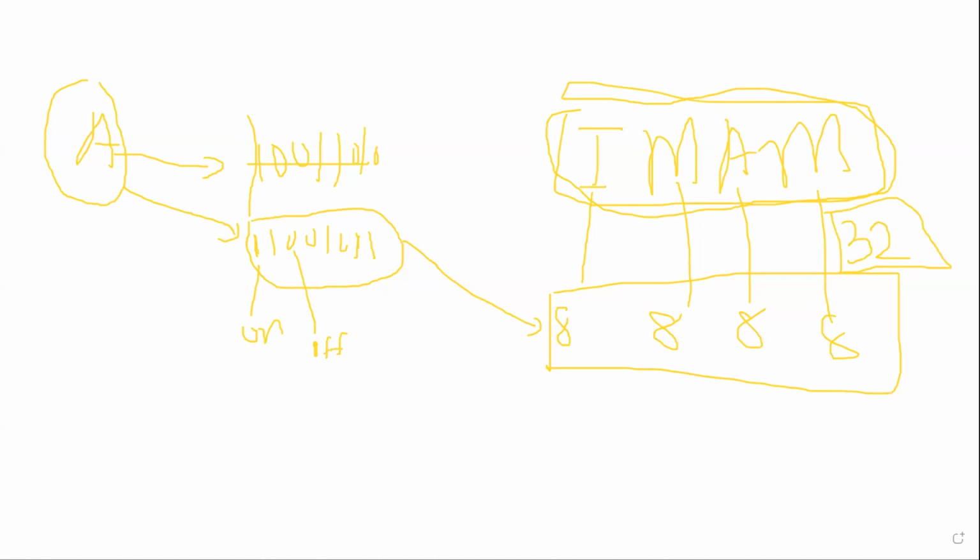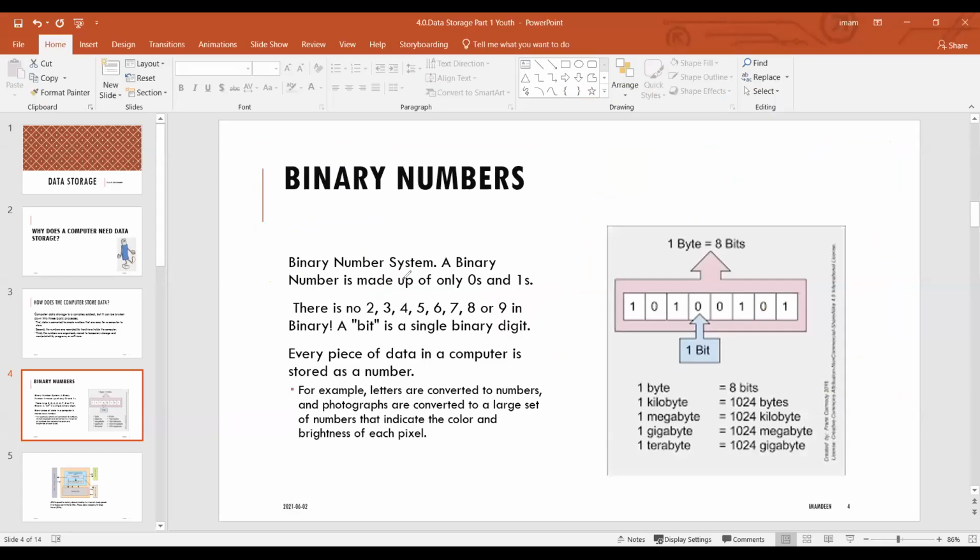So here I have clearly explained the binary number system. A binary number is made up of only zeros and ones. There is no 2, 3, 4, 5, 6, 7, 8, 9. So according to this only, we are calculating.